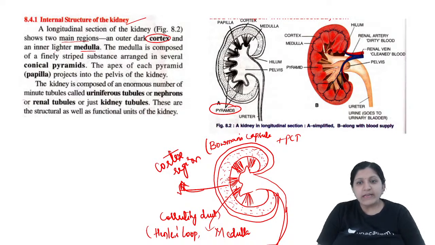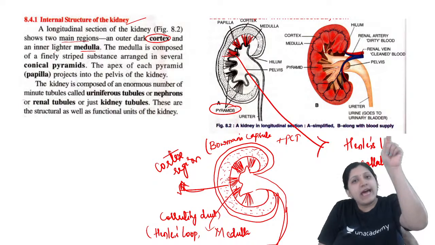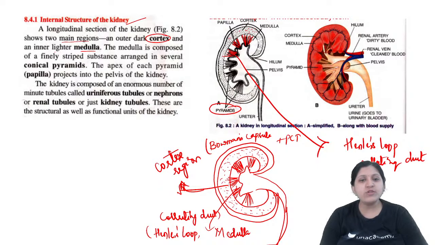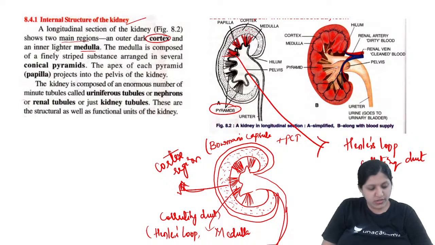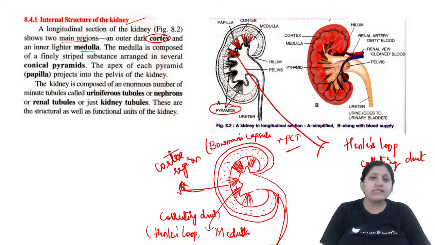So that is why this part, these pyramids or striated structures that you find here, are nothing but Henle's loop. This will be made up of Henle's loop, and also the collecting duct will be there. That is why we are getting this line-like appearance. This one is the collecting duct, and here, the dotted appearance, what is that? That is because of the cortex region, which has the Bowman's capsule and the PCT. DCT can also be there.